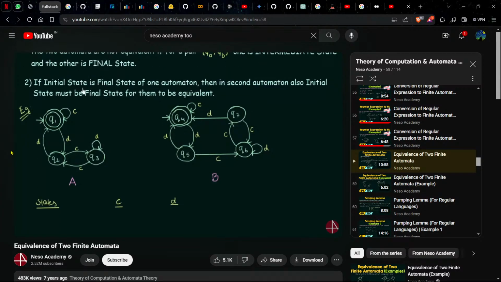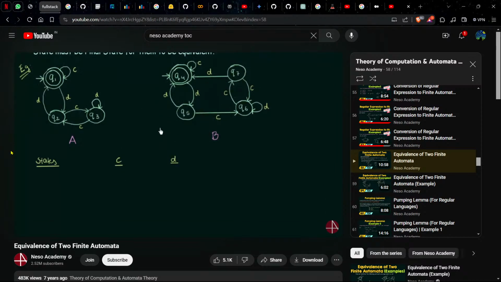So we satisfy the second condition already, where it says that if the initial state is a final state in one of them, it should be the same for the other as well. Since in both of them the initial state and final states are the same, the second condition is already satisfied. Now let's check the first condition.